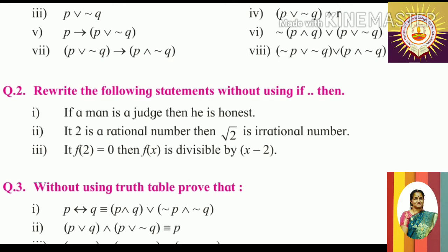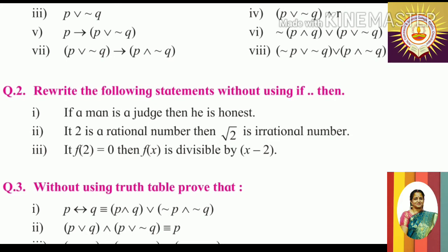First one is if a man is a judge then he is honest. Here write down P as a man is a judge, Q as he is honest. The given statement is P conditional Q and its equivalence form is negation P or Q. Therefore, the statement is written as a man is not a judge or he is honest. Okay.